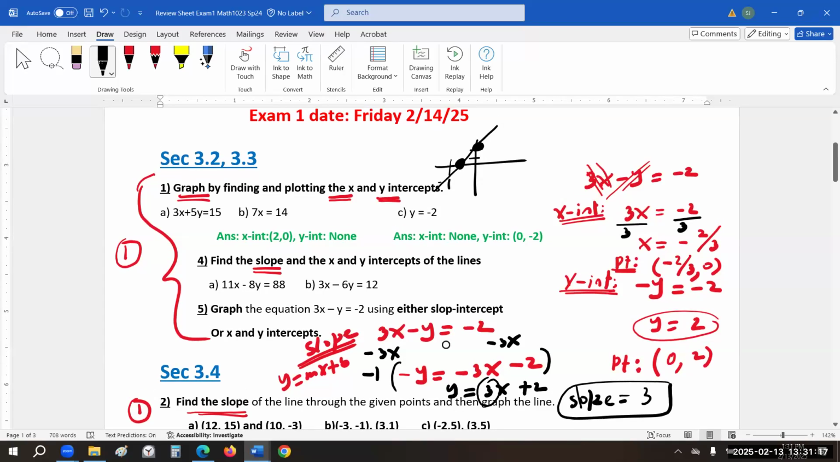We practice using the slope. So from here you go up 3, right 1.